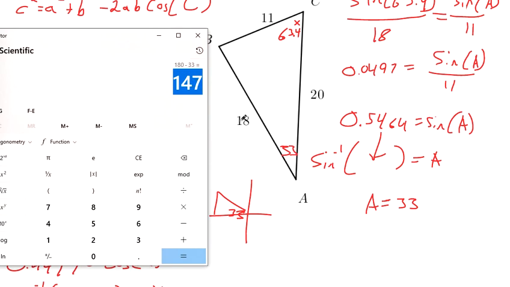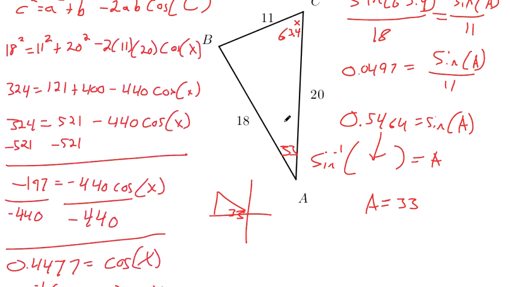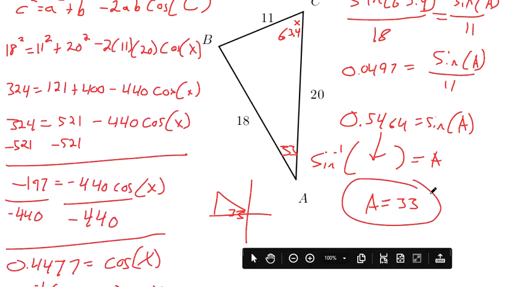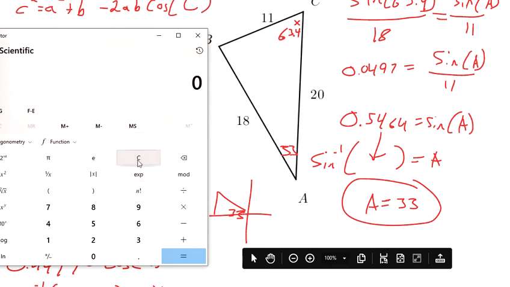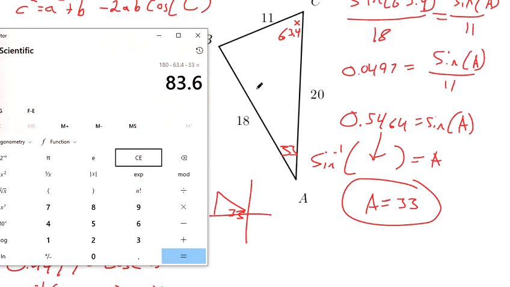This could either be 33 or 147, but if it was the 147 option plus that 63.4, that puts us at 210 already with just those two angles. That would be over 180. So that first option we got from our calculator is the right one. And now we can just take all these away from 180. 83.6 is that other last angle.